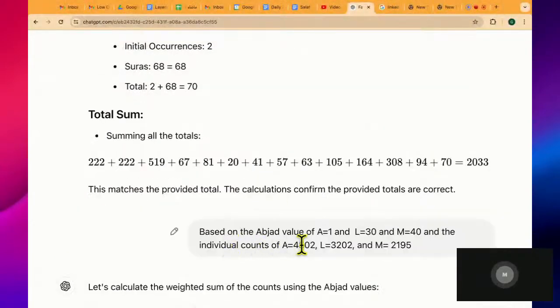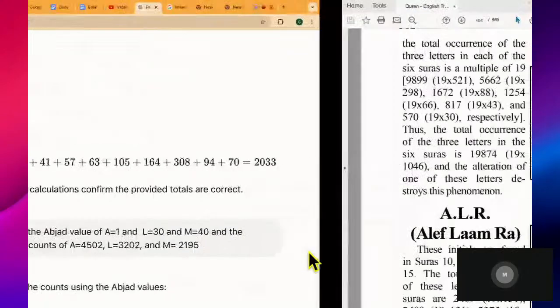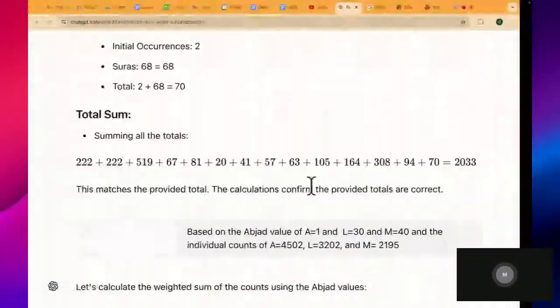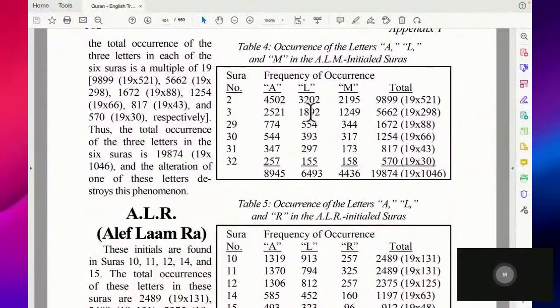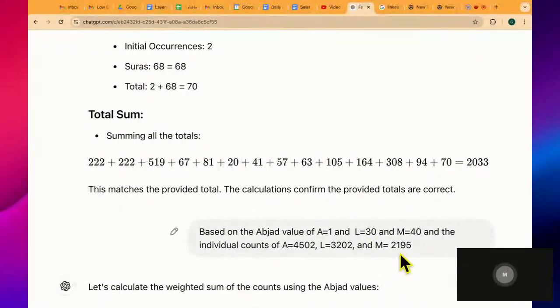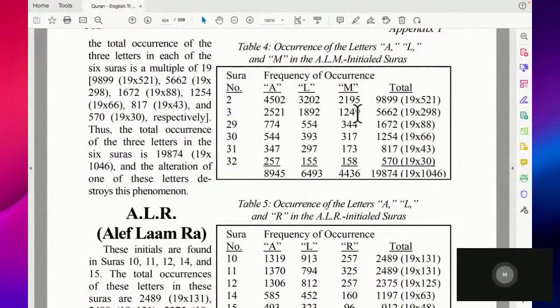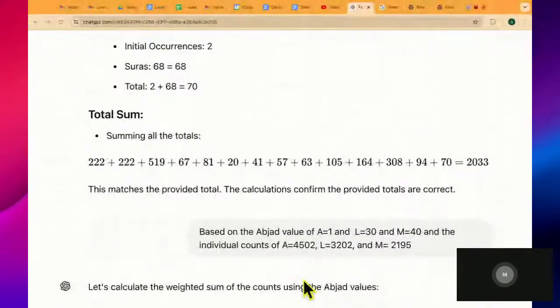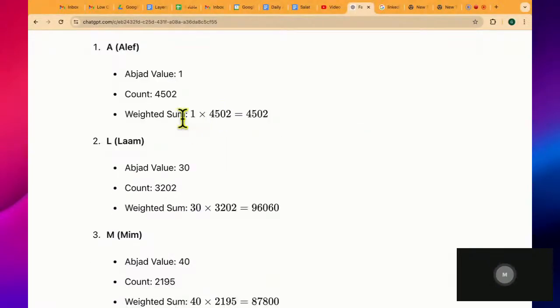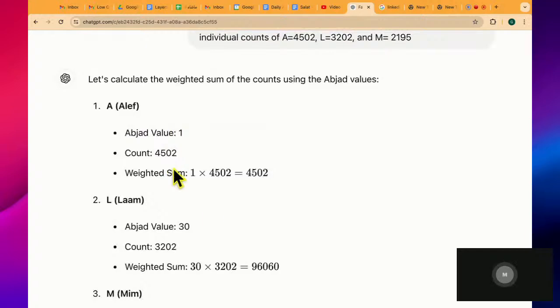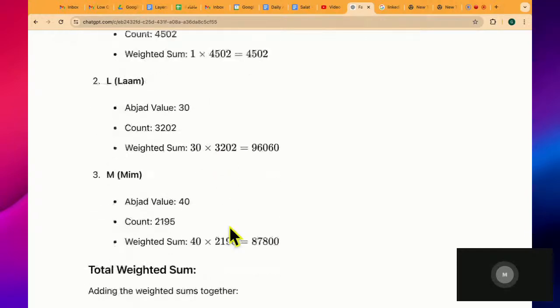I said based on the abjad value, or you could say geometrical value, of A as 1, L as 30, M as 40, and the individual counts of A 4,502, L 3,202, and M 2,195. I didn't say anything else. It just started calculating. Very easy. You just multiplied the abjad value by the counts, and it gives you the total as a whole.